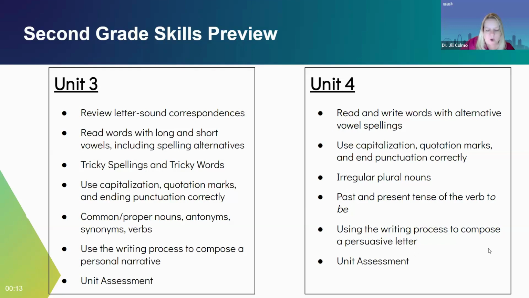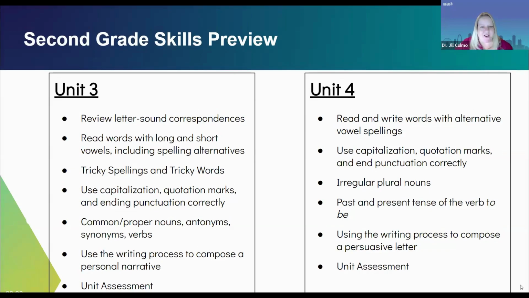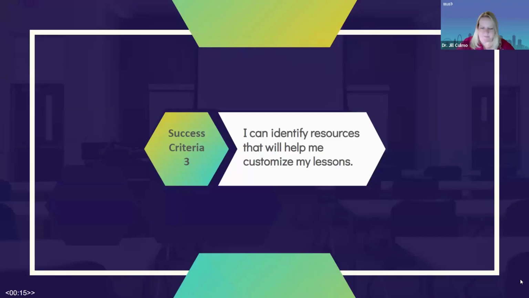In Skills Unit 4, students will be introduced to more spelling alternatives for vowel sounds and 3 tricky spellings. Students practice persuasive writing as part of a friendly letter. In grammar, students review singular and regular plural nouns as well as common and proper nouns. They will be introduced to the formation of irregular plural nouns as well as action verbs and to be verbs. All right, so that brings us to the end of Success Criteria 2.